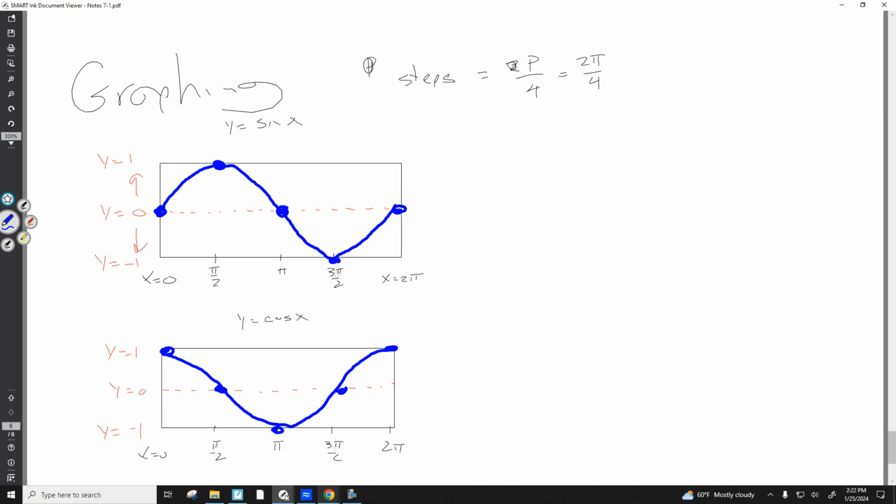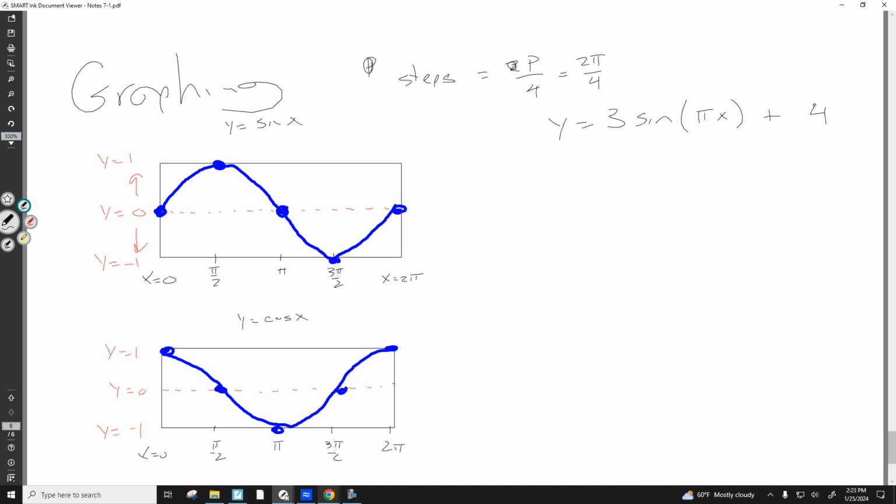Here is one graphing example. I want you to graph y equals 3 sine pi x plus 4. This is the question. This is the first couple pages of your homework.